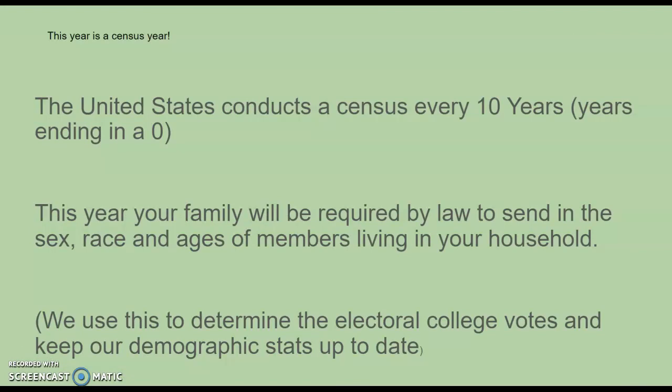Just a tidbit of information. This year is a census year. I don't know if you guys have heard or seen commercials, ads, or your family talking about filling out a census, but the United States conducts a census every 10 years. This is where your family will be required to send in information about your family, such as sex, race, and ages of the members living in your household. Why do we need that information? We use that information to determine how many electoral college votes we need, to keep our demographic stats up to date, to know our current populations and densities in our given cities, towns, and states.